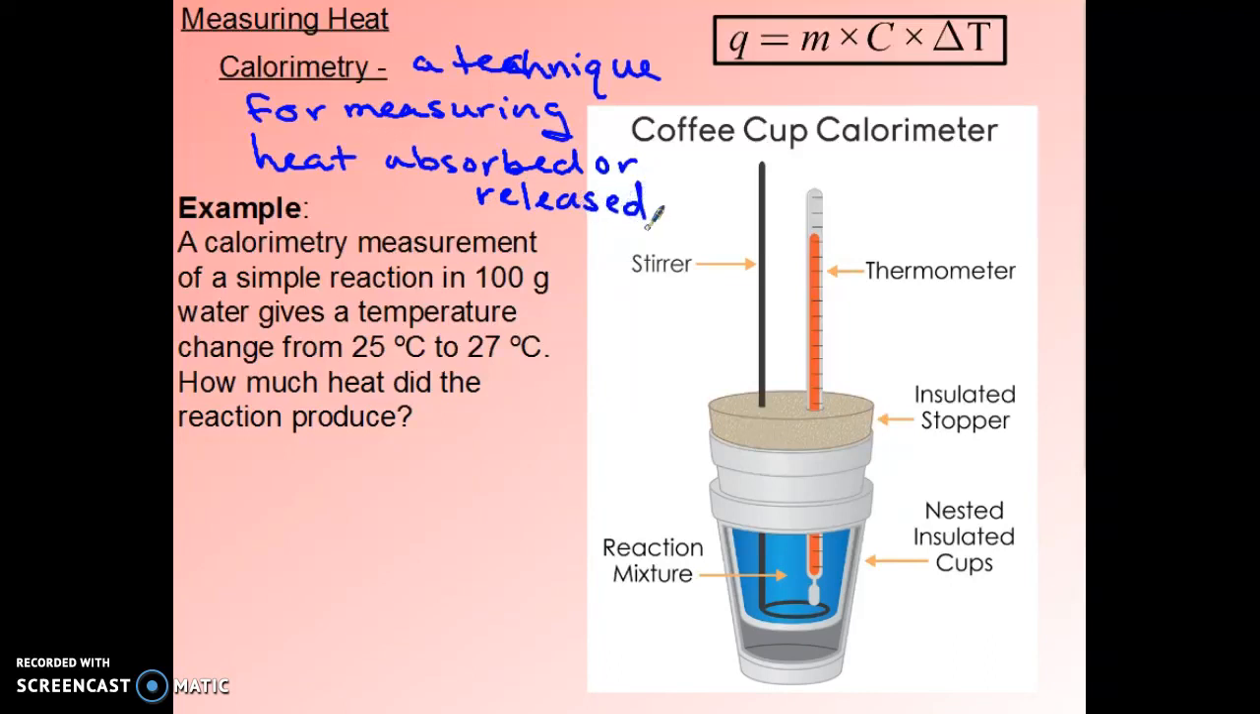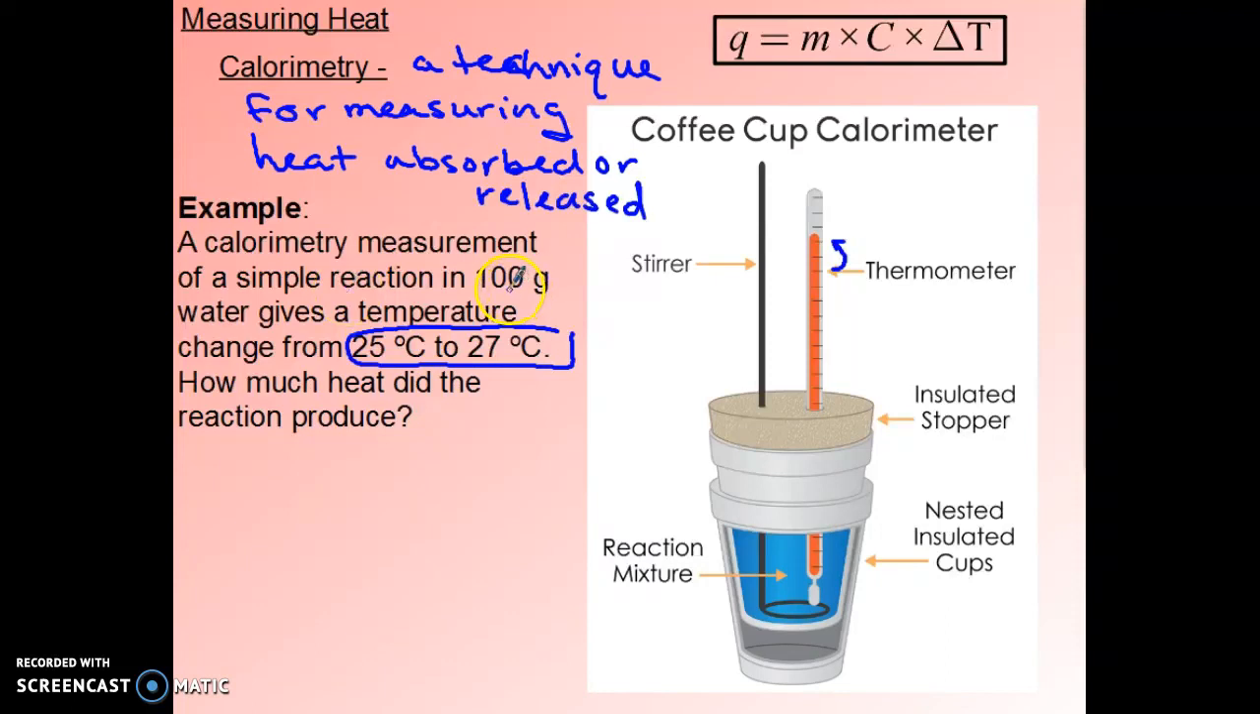Okay, and so let's look at this example. A calorimetry measurement of a simple reaction in 100 grams of water gives a temperature change from 25 to 27 degrees Celsius. How much heat did the reaction produce? So right here, we have our temperature change. So they would have measured it on their thermometer, say it started at this temperature and went up to that temperature. So that's the difference in how much heat was produced in this reaction. And I'm saying heat was produced because the temperature increased. So that means that this is an exothermic process. It's releasing heat to the surroundings. The water is the surroundings.